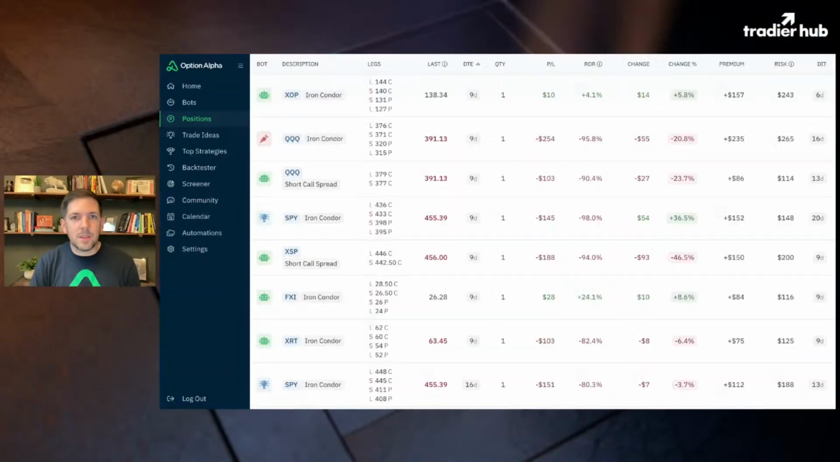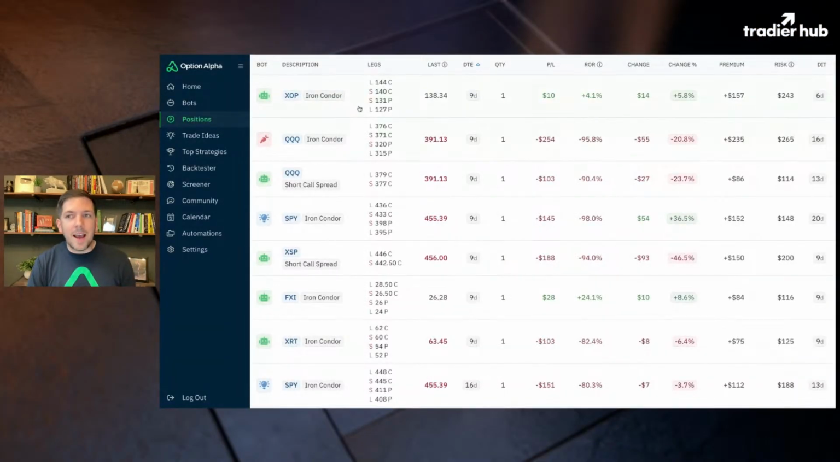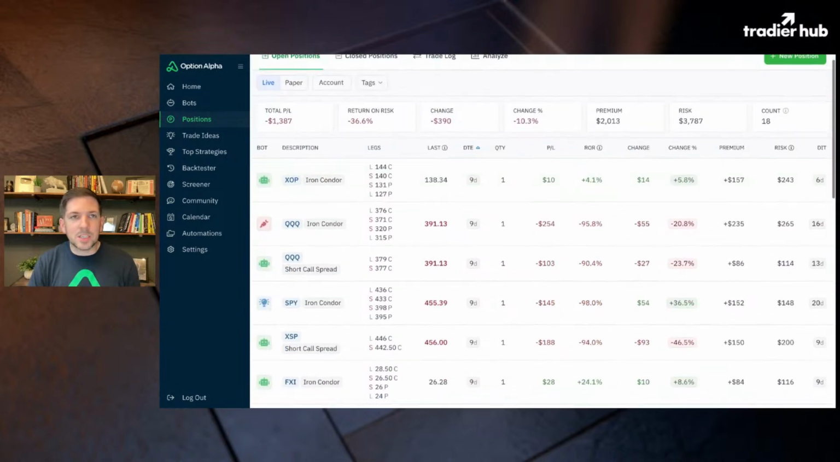I'm going to switch over to a different screen here because I want to share some positions that I have in here. Hopefully that makes sense. That'll pop open here. There we go. Okay, so these are some live positions that I have. These are not paper trading positions. Yeah, these are live positions that I have.